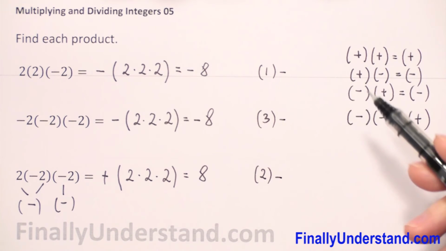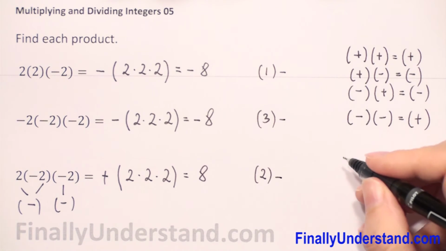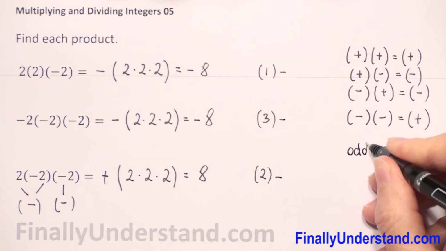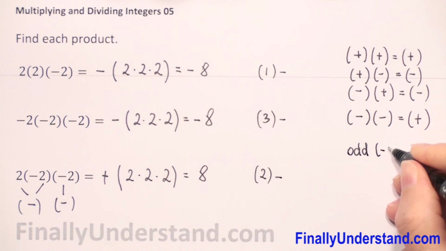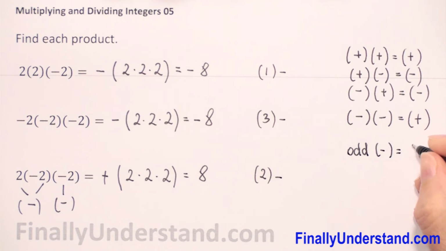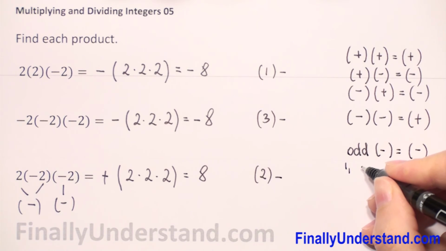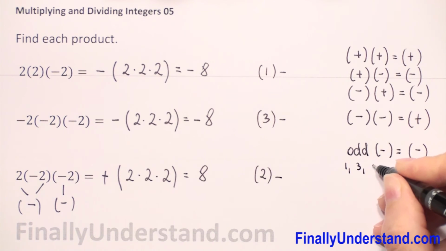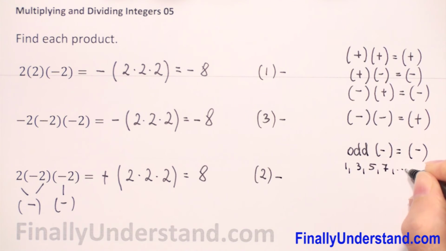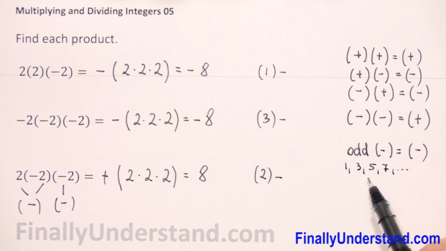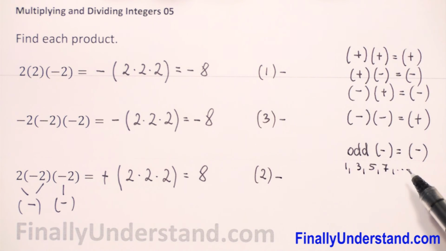So we can write that when we have an odd number of negative signs, the answer is always negative. Odd numbers means one number negative, or 3, or 5, or 7, and so on. When we have 1, 3, 5, 7, or 9, or 11, or 13, or 21 negative numbers, when we multiply them, the answer will be negative.